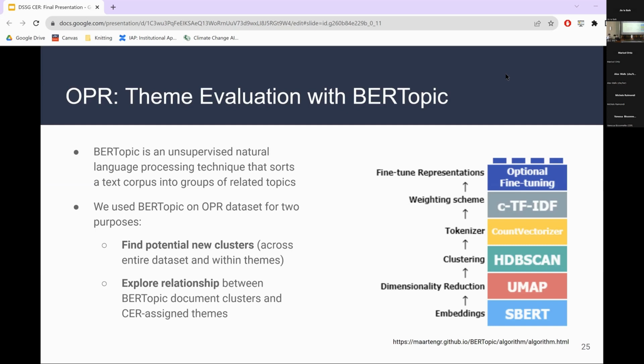First, we wanted to see if there were any potential new clusters within the data set. First, we looked across the entire data set, and then we also checked within specific themes. And we also wanted to explore the relationship between BERTopic's document assignments and the CER assigned themes.